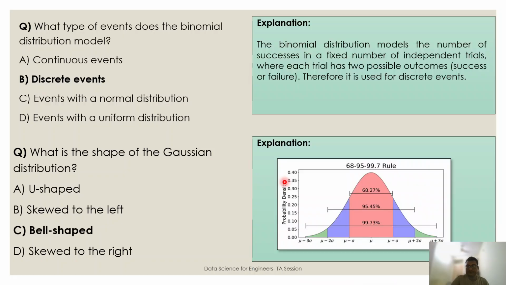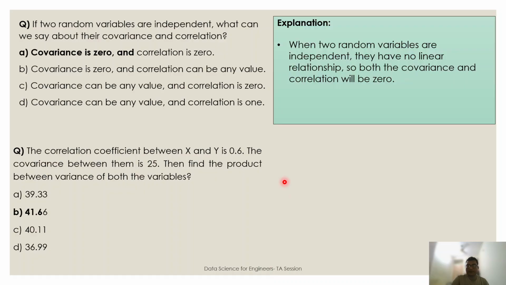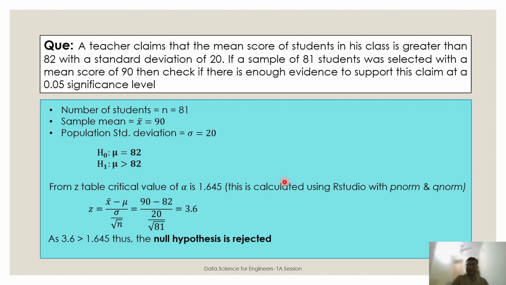I will go directly into the numericals. So this is our numerical. Some teacher claims something, and we want to test whether what she is claiming is true or not. The number of students given is 81.